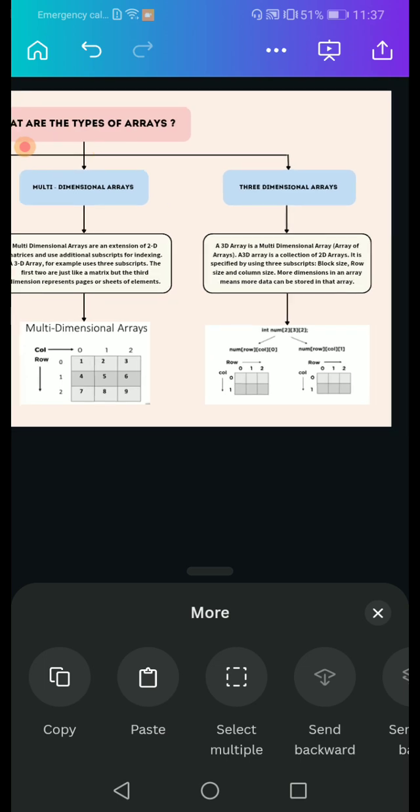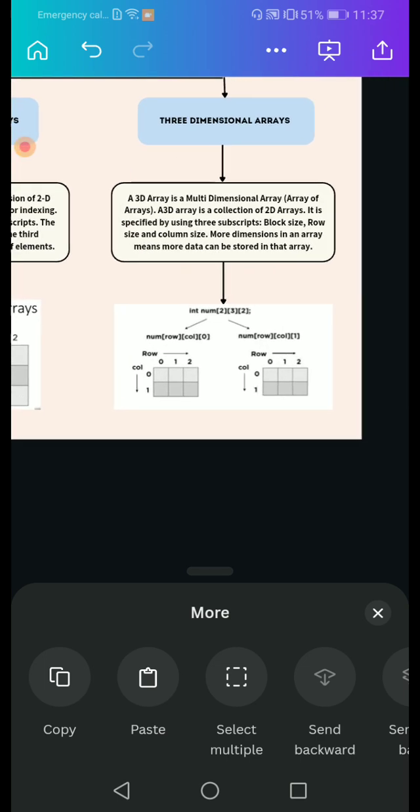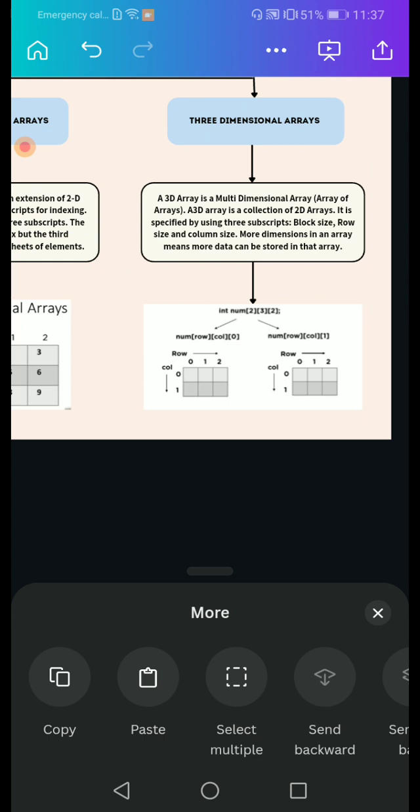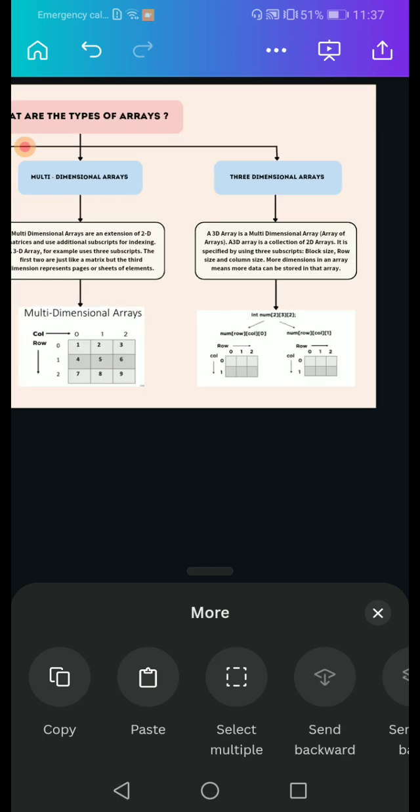The third one is three-dimensional arrays. A 3D array is a multi-dimensional array of arrays. A 3D array is a collection of 2D arrays. It is specified by using three subscripts: block size, row size, and column size. More dimensions in an array means more data can be stored in that array.